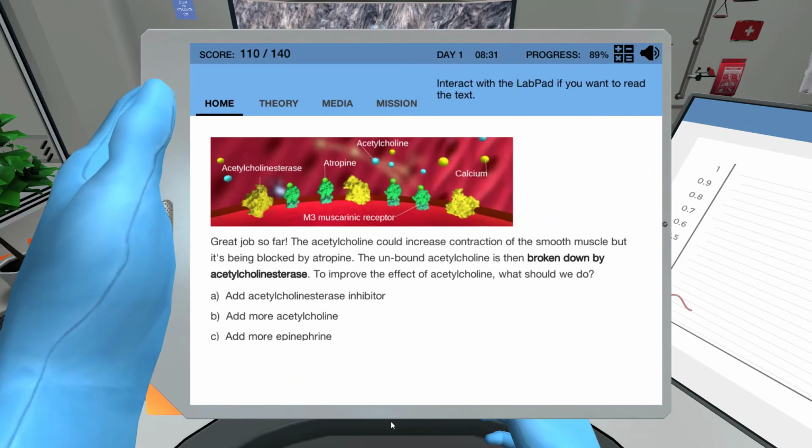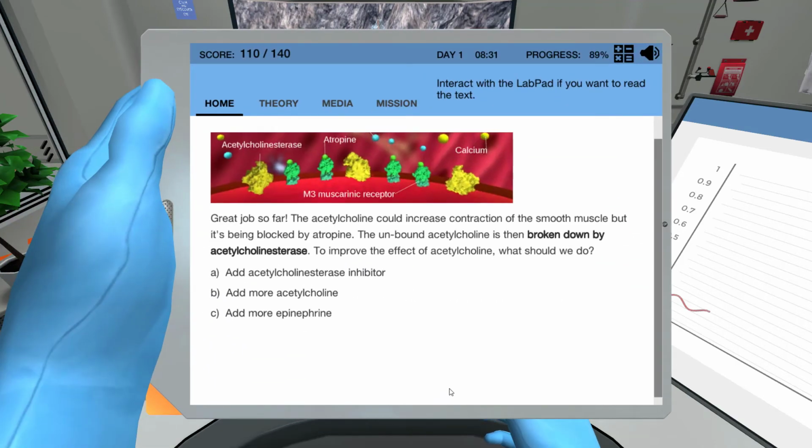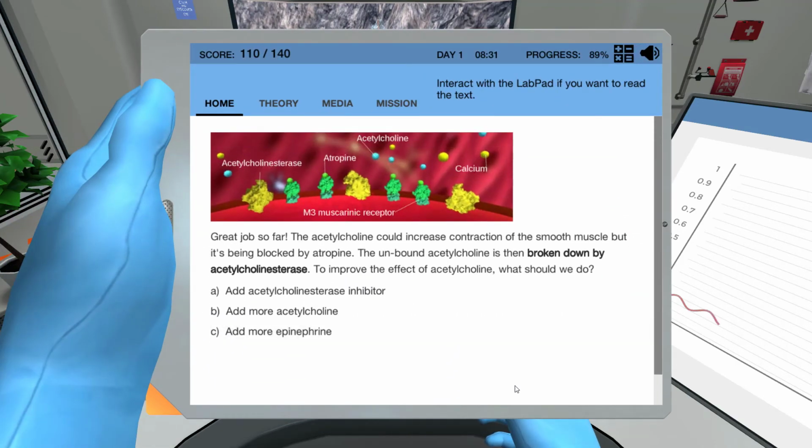Great job so far. The acetylcholine could increase contraction of the smooth muscle, but it's being blocked by atropine. The unbound acetylcholine is then broken down by acetylcholinesterase. To improve the effect of acetylcholine, what should we do? You amaze me, human. Perfect.